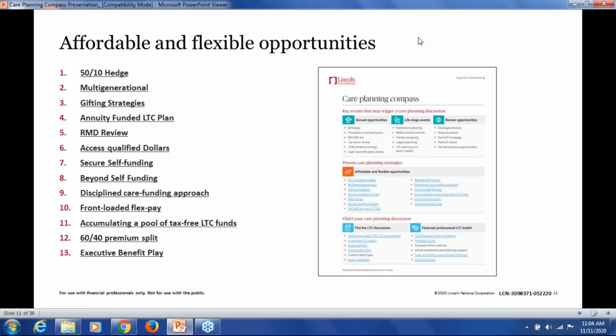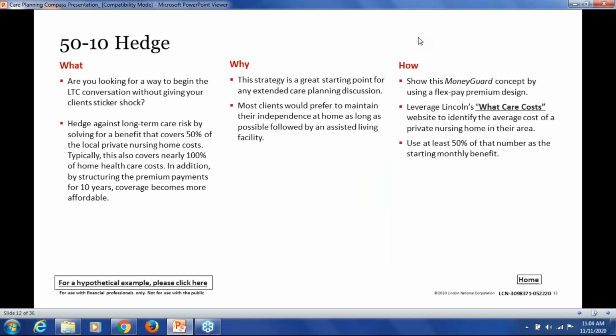I'm going to start with what they call the 50-10 hedge. And this is a sales strategy you can use when you get a cost objection from your client. Client says, I can't afford it. It's outside of our budget. I guess we're just not going to do anything. We're going to not be covered.